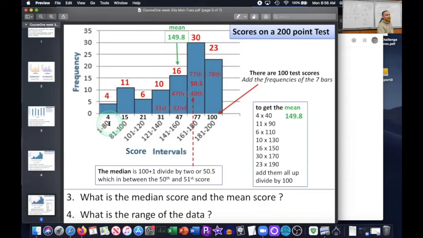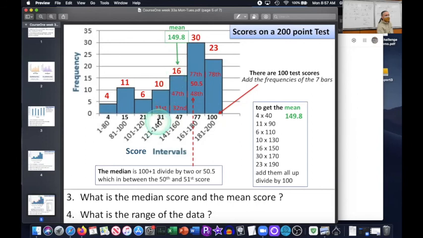So less than or equal to 80, there's 4 numbers. Less than or equal to 100, there's 15 numbers. So notice I'm adding the 11 in the second bar to the 4 in the first bar to get 15. So that's what I'm doing here on the bottom. I'm adding the next frequency. Okay, so the 31st number would have been the last number in the bar from 121 to 140. The 32nd number would have gone in the next bar.